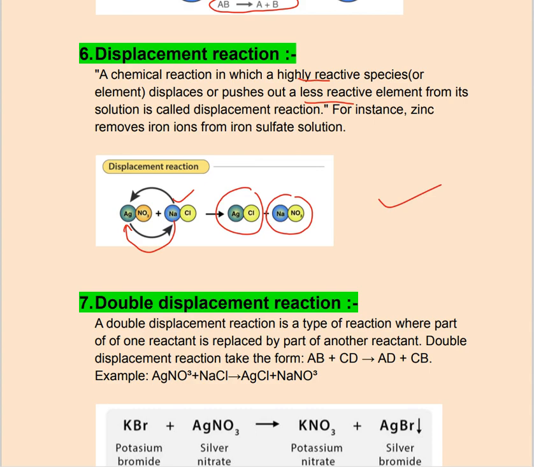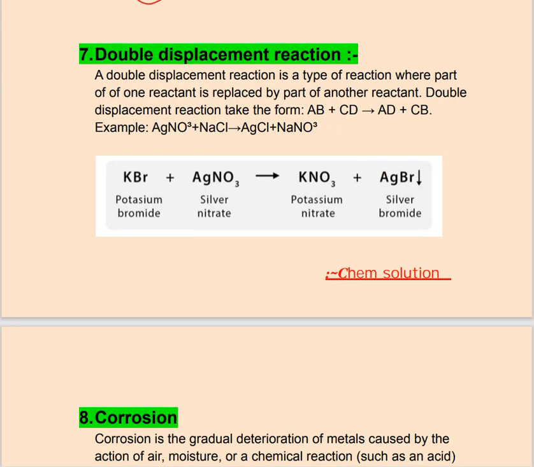Okay, next, double displacement reaction, the type of reaction where part of one reactant is replaced by part of another reactant. AB plus CD gives AD plus CB. You can see here KBr, potassium bromide plus AgNO3. This reactant also undergoes displacement to form KNO3 plus AgBr.